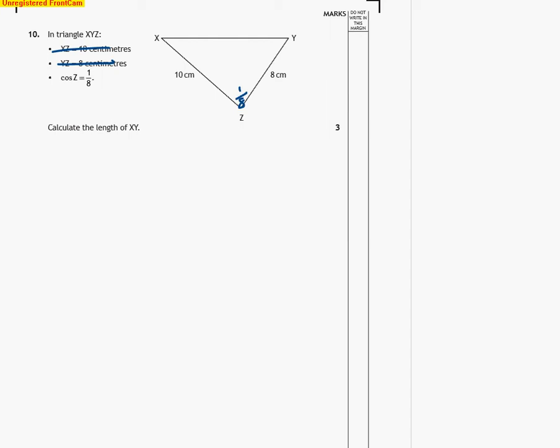If that hadn't quite clicked, calculate the length of XY, so that's the length we're trying to find. I'll actually just call it XY. There's 3 lengths in here, 2 known lengths and 1 unknown. So if there's 3 lengths, it can't be the sine rule, it's got to be the cos rule. So let's write the cos rule out. We'll get a squared is equal to b squared plus c squared minus 2bc cos a.